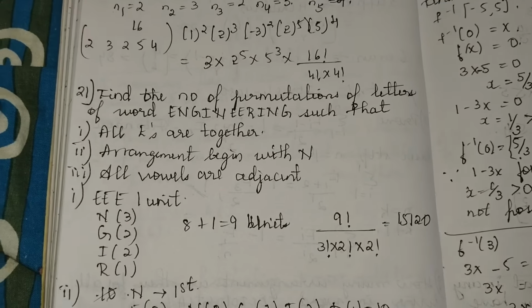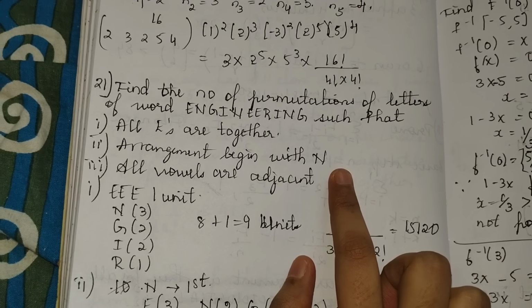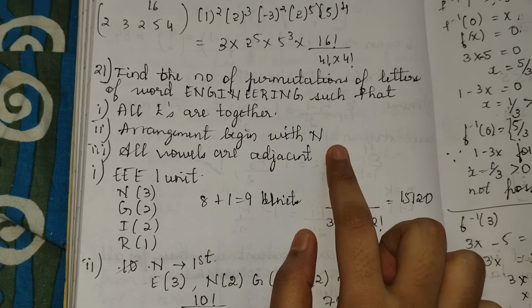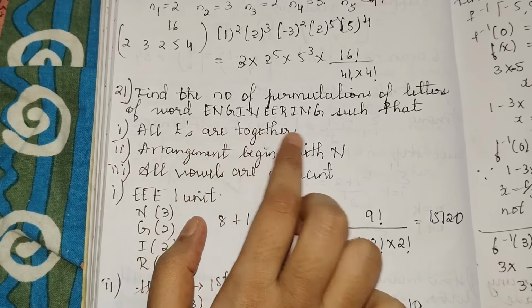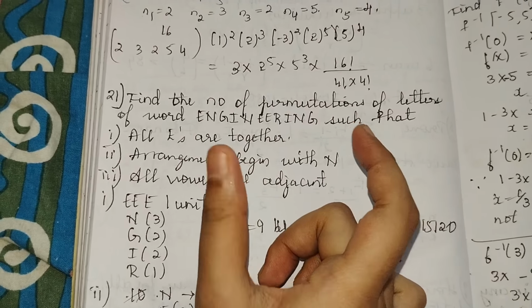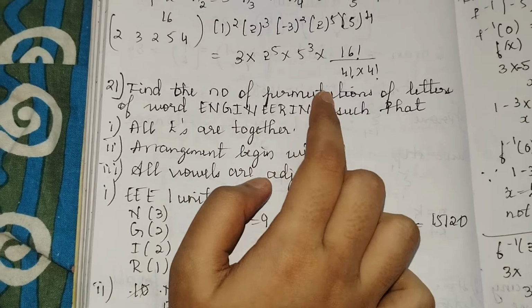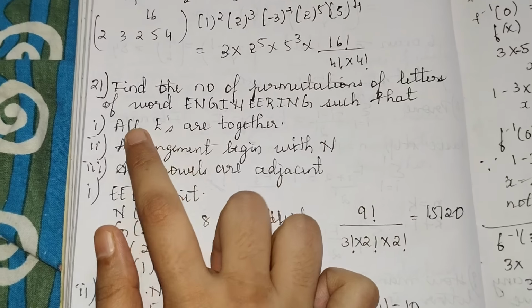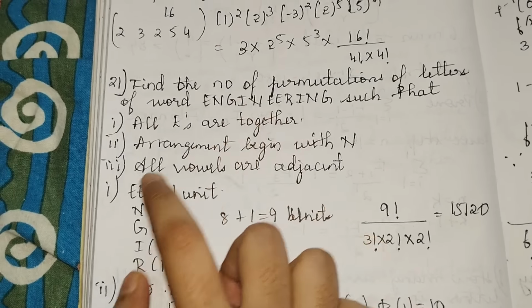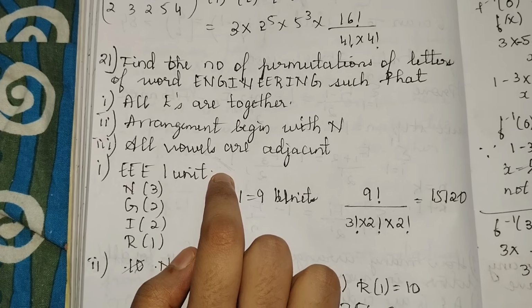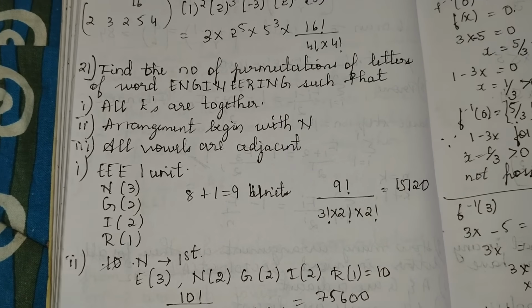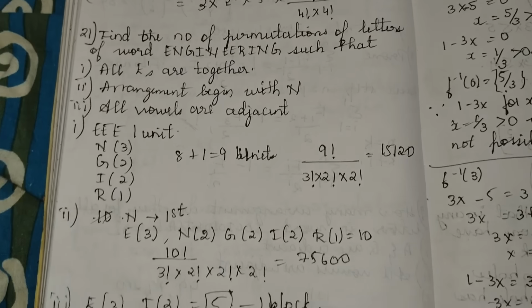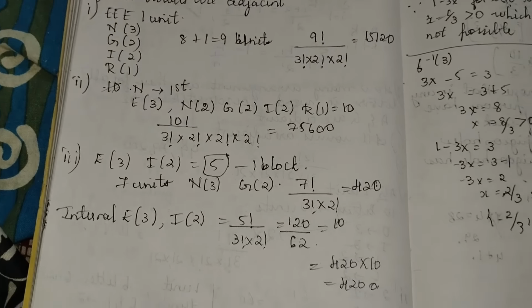Then we have to find the number of permutations of the letters of the word engineering. I hope you can solve it now. Whatever is getting repeated, all e's are together. If they use the word repeated, you cannot consider it as one unit. They just told us all e's are together, that means you can consider it as one unit. For every question it's the same. Whatever is getting repeated twice, thrice and so on, you can consider that to be one unit and solve it. It's easy, very easy.